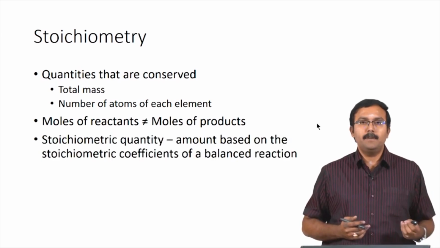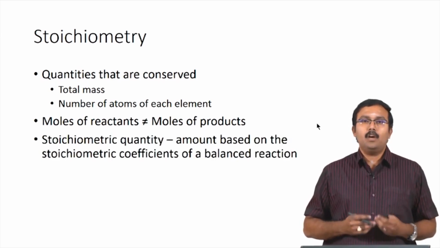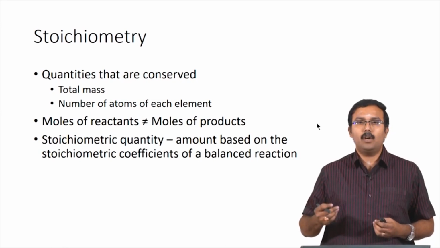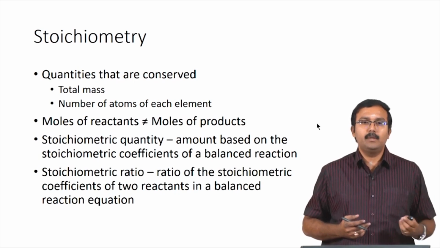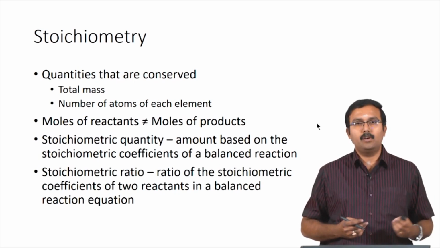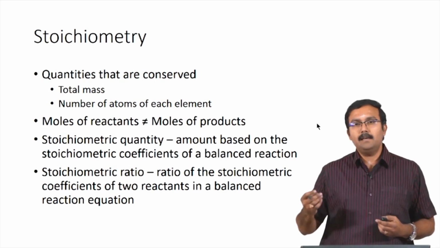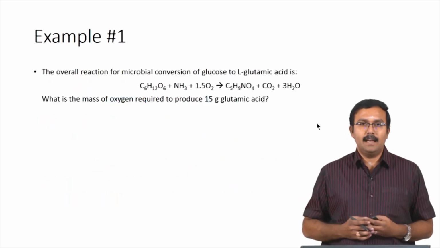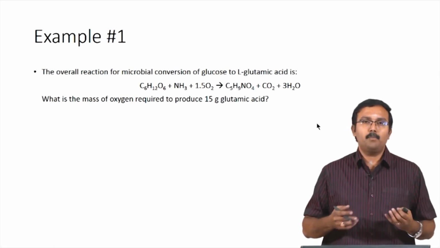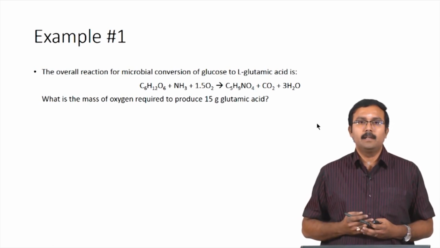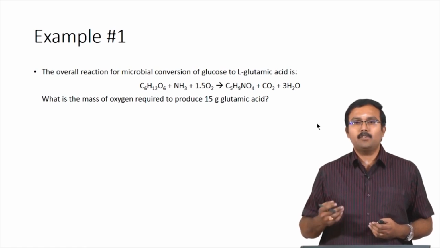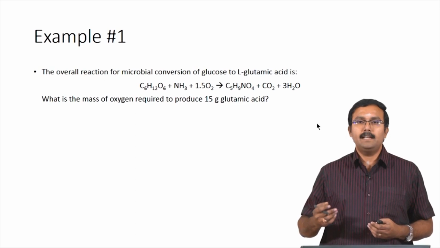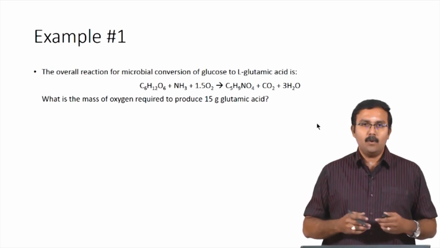We also need to know some terminologies such as stoichiometric quantity. Stoichiometric quantity is the amount based on the stoichiometric coefficients of a balanced equation, and stoichiometric ratio is given as the ratio of the stoichiometric coefficient of 2 reactants in a balanced reaction. So, here is an example problem to help us brush up on the fundamentals related to stoichiometry. The overall reaction for microbial conversion of glucose to glutamic acid is given here. You are asked to calculate the mass of oxygen required to produce 15 grams of glutamic acid. Let us now try and solve this problem.